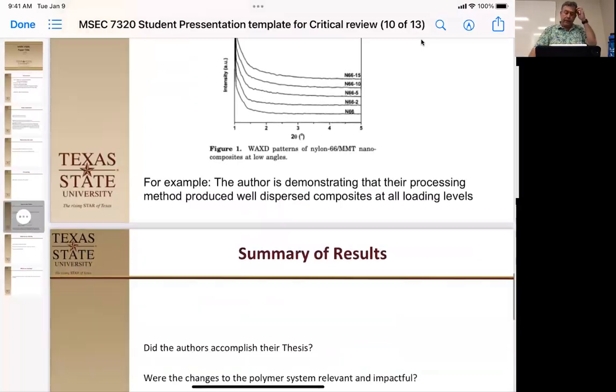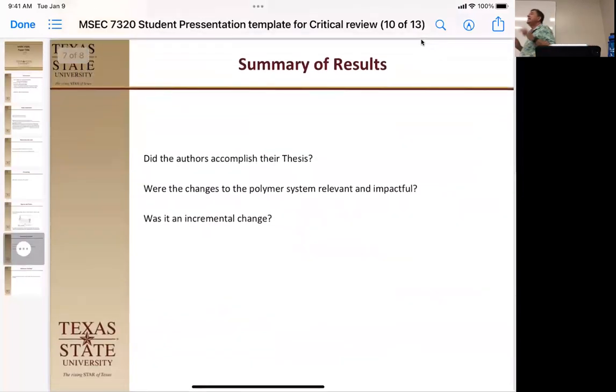All right, and then a summary of results. Did the author accomplish their thesis? Okay, and no is an okay answer here. You know, my thesis was I wanted to do this, but we found that this property changed way more than that property, so we actually found a synergistic effect, but we found something else. So you have to come back to their thesis statement and say, did they accomplish their task? Okay. Were there changes in the polymer system relevant and impactful?